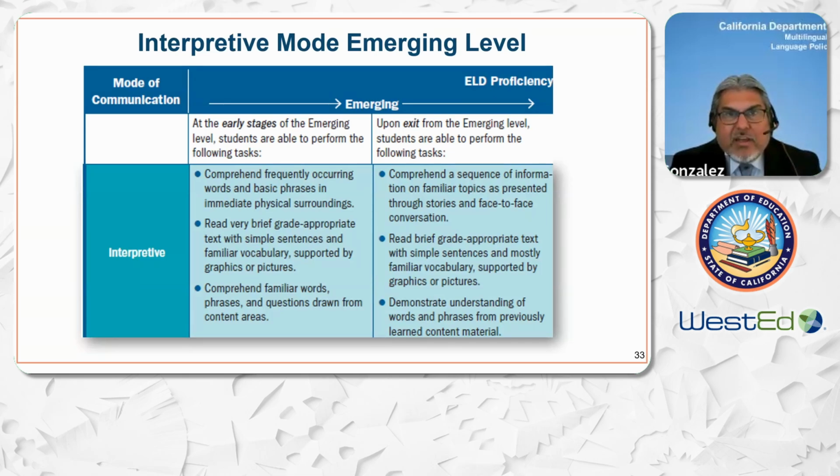They are also able to comprehend familiar words, phrases, and questions drawn from content areas. Upon exit from the emerging level, EL students are able to comprehend a sequence of information on familiar topics as presented through stories and face-to-face conversations. They are able to read brief, grade appropriate text with simple sentences and mostly familiar vocabulary supported by graphics or pictures. They are also able to demonstrate understanding of words and phrases from previously learned content material.